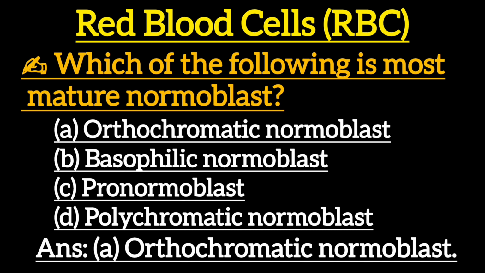Next one is, which of the following is most mature normoblast? Option A, orthochromatic normoblast. Option B, basophilic normoblast. Option C, pro-normoblast. Option D, polychromatic normoblast. Correct answer is option A, orthochromatic normoblast.